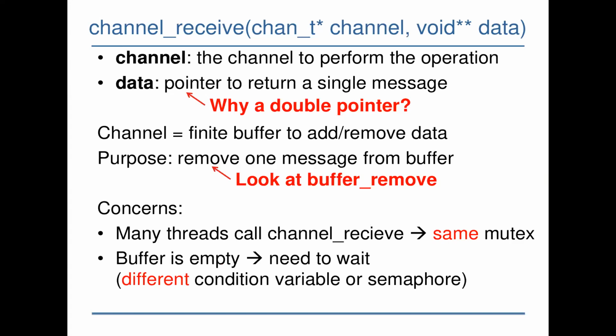Now, if the buffer is empty, you need to wait. That's a different semaphore, as I mentioned, or a different condition variable. So make sure you understand that. On the slides today, we just saw one condition variable and one semaphore. Now you have to do the same thing on the opposite side, so you have to have the second semaphore, the second condition variable.